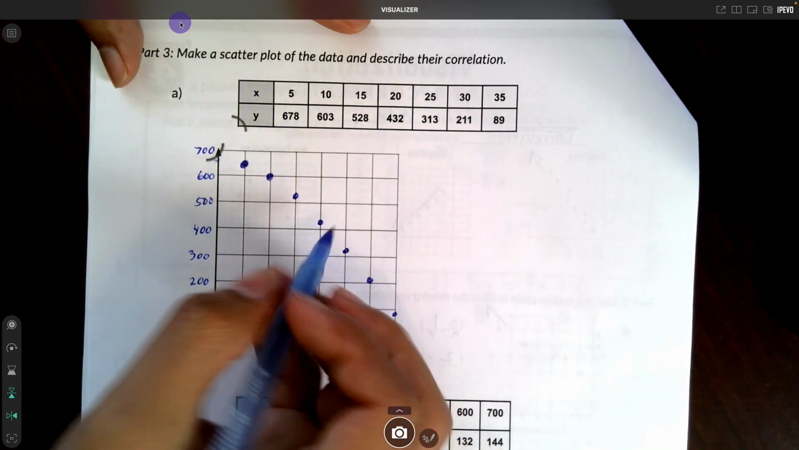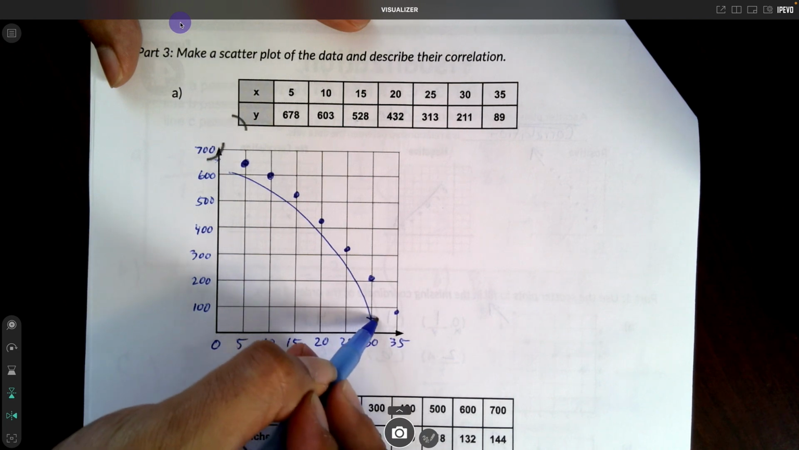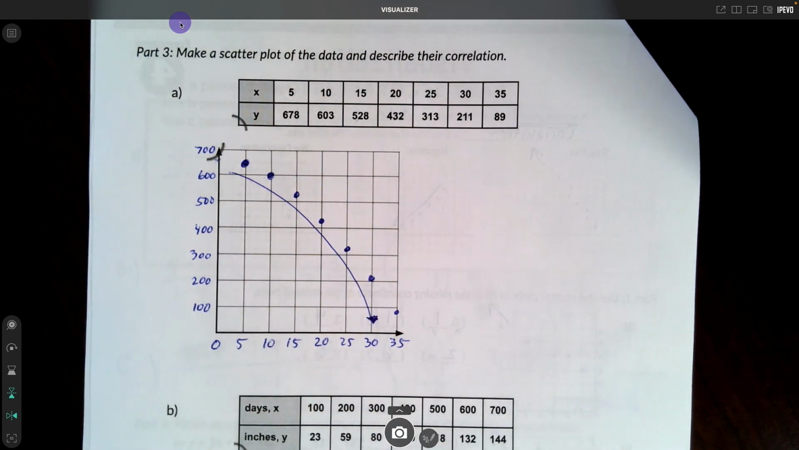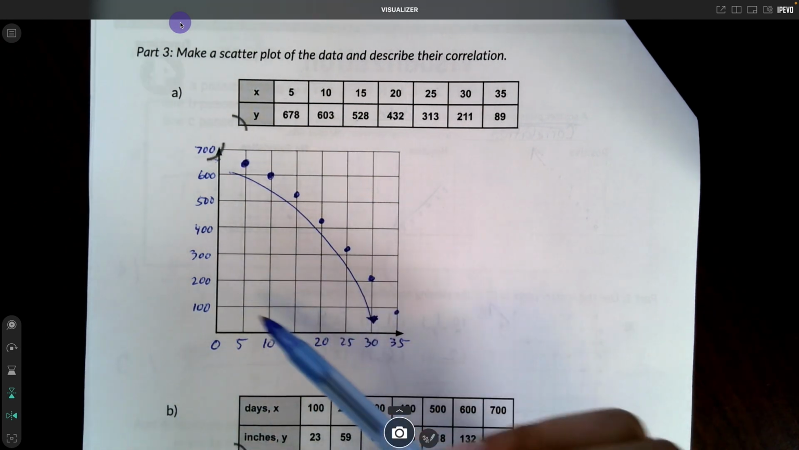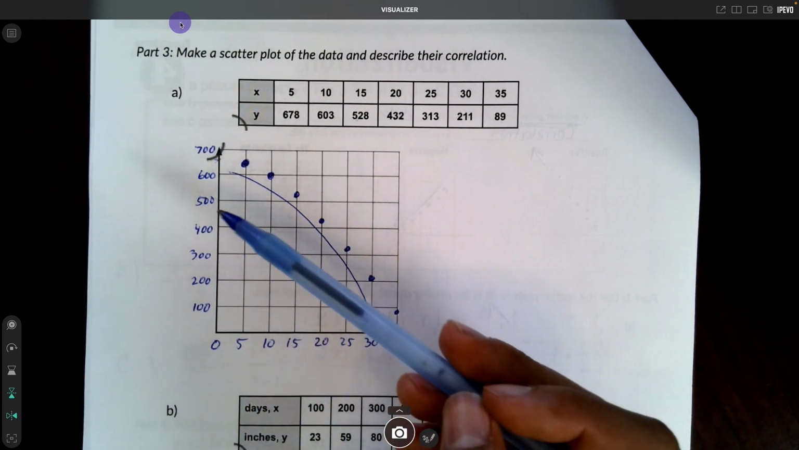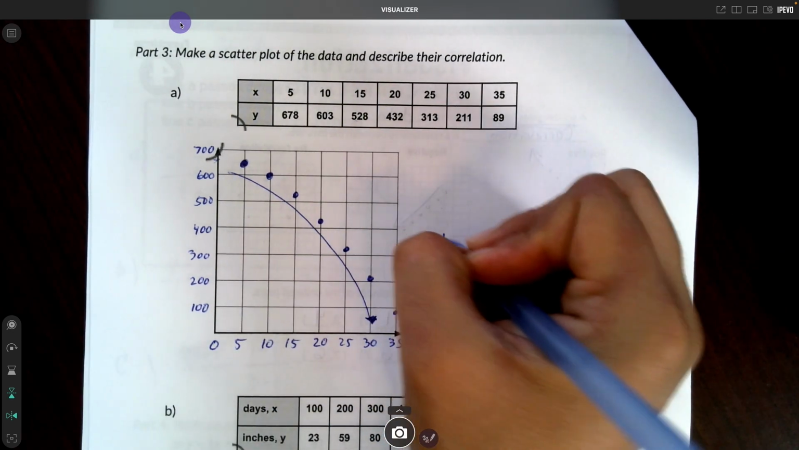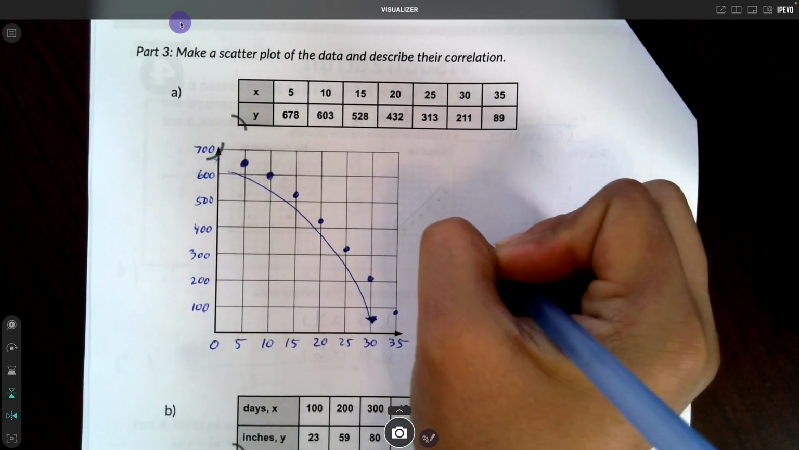So yeah, this looks like it's a downward trend, and it almost looks kind of smooth, like a curve. I'm not sure what this is. This could be like the distance of a rocket over time. So it's kind of hard for us to label this, but definitely a negative correlation.